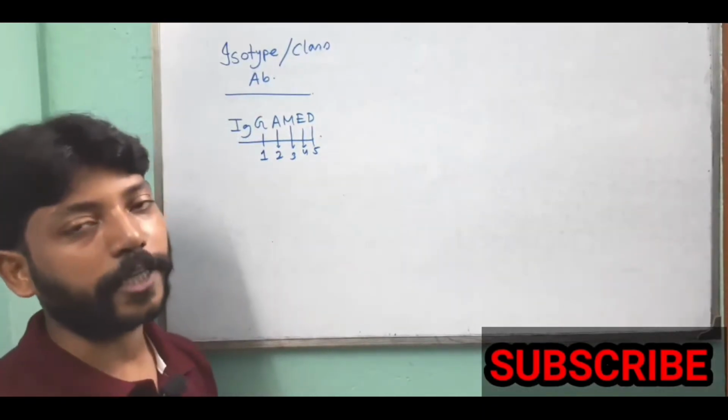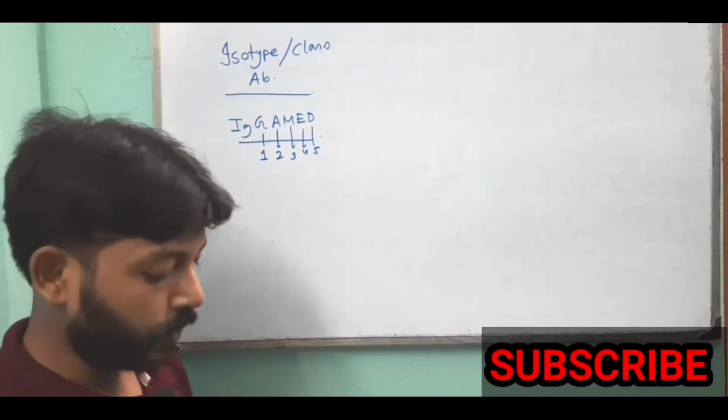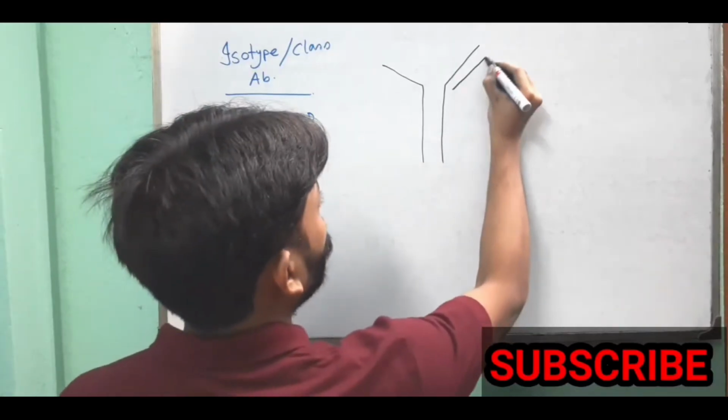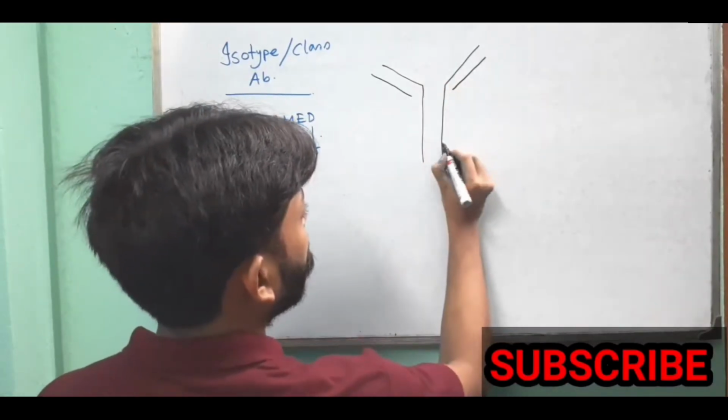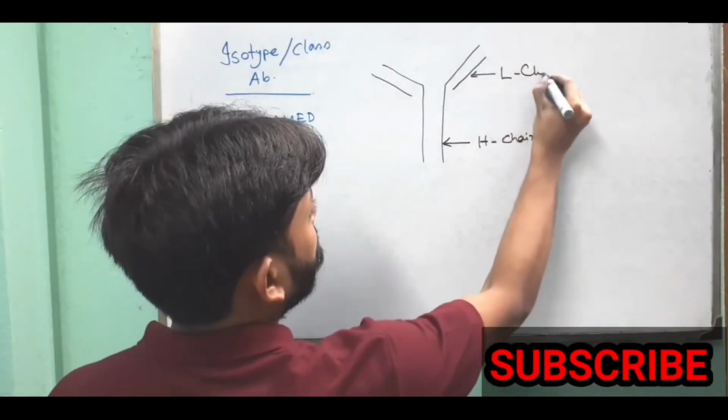They perform different functions and they differ in a particular region of the antibody. So let's draw the structure of an antibody. An antibody consists of 2 heavy chains and 2 light chains. This is the heavy chain and this is the light chain.